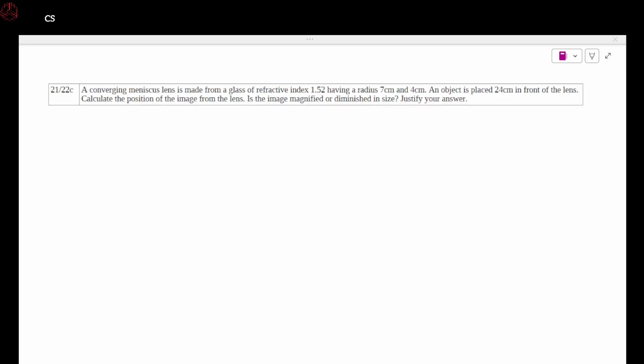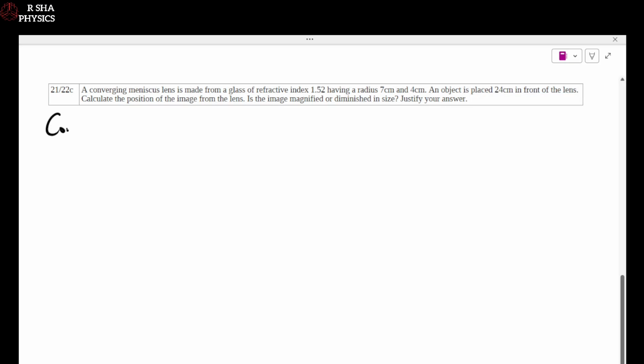Okay, so this is the third question on thin lenses. Let's just read the question. It says that a converging meniscus lens is made from a glass of refractive index 1.52 having radii of 7 centimeters and 4 centimeters. An object is placed 24 centimeters in front of the lens. Calculate the position of the image from the lens. Is the image magnified or diminished in size? Justify your answer. Okay, first things first.